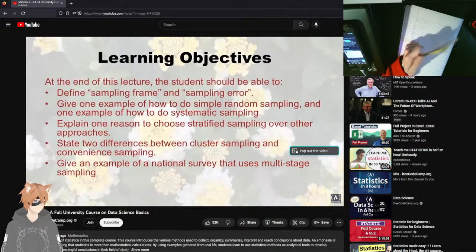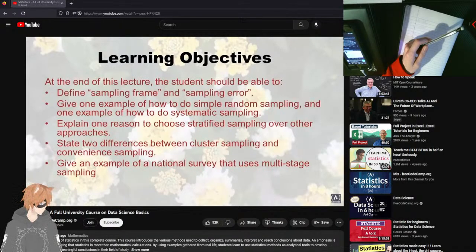The student should be able to explain one reason to choose stratified sampling over other approaches, state two differences between cluster sampling and convenience sampling, and give an example of a national survey that uses multi-stage sampling.